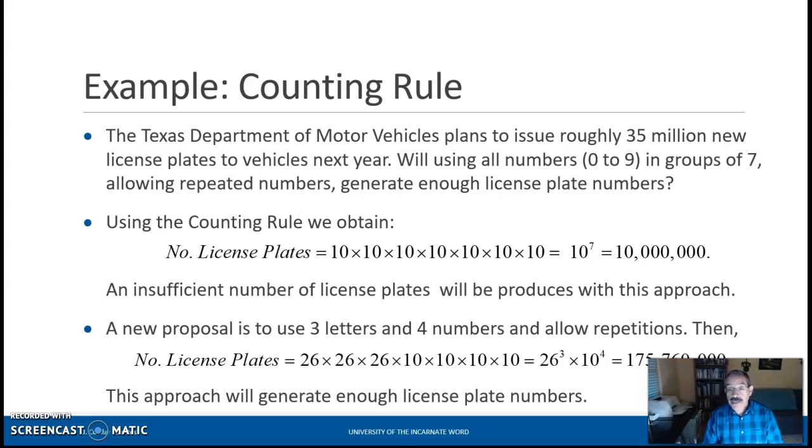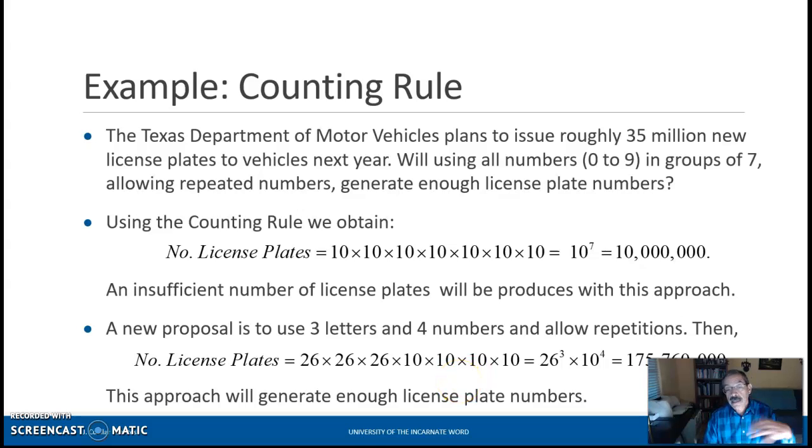in the license plate. So you will see that you have 26 to the 3rd power times 10 to the 4th power, and this will give you 175,760,000 license plates. So this approach will generate enough license plate numbers. The counting rule tells you how many license plates you can have. It doesn't tell you what numbers or what arrangements of the 3 letters and 4 numbers you will have for each license plate. Typically, you need a computer algorithm to do this.